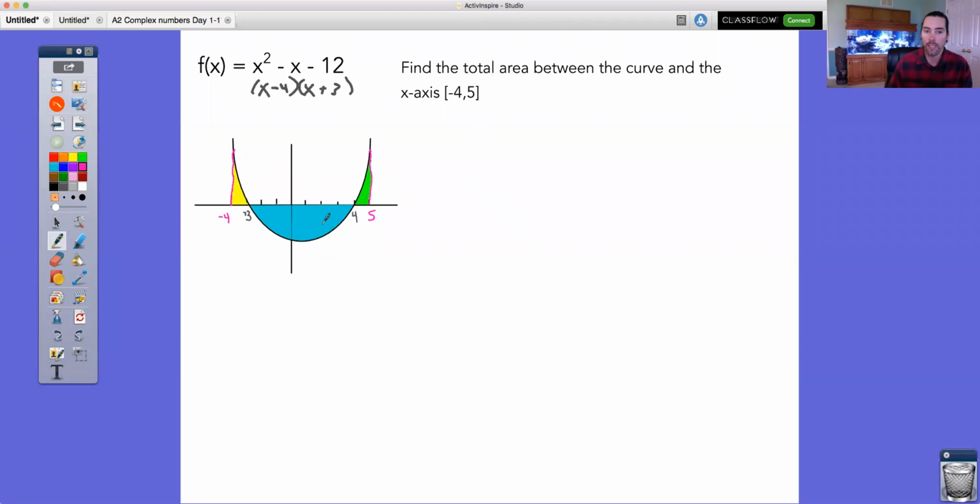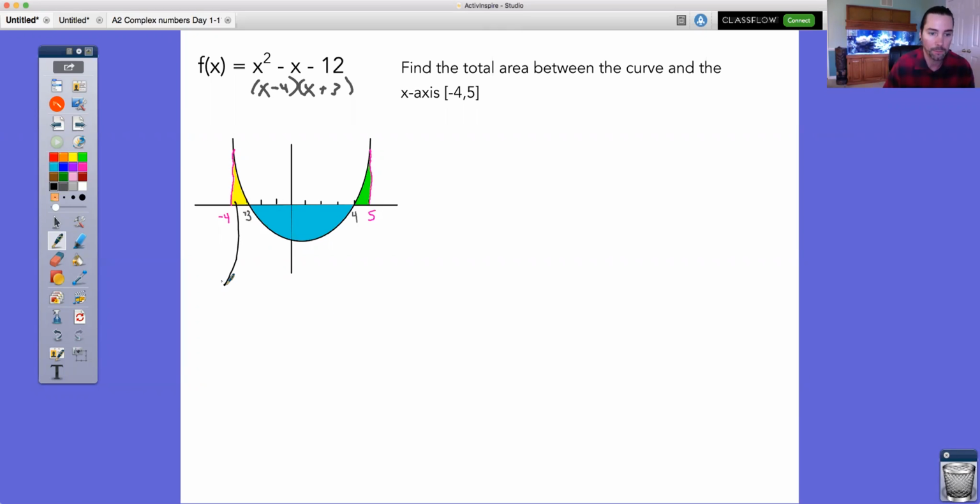All of this blue region is below the x-axis. It's going to have a negative area or a negative value for an integral. So I have to integrate all 3 sections and then add them up to answer the question of finding the total area. All right, let me do that one with you then.